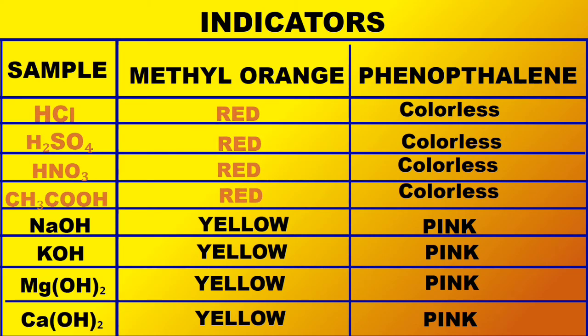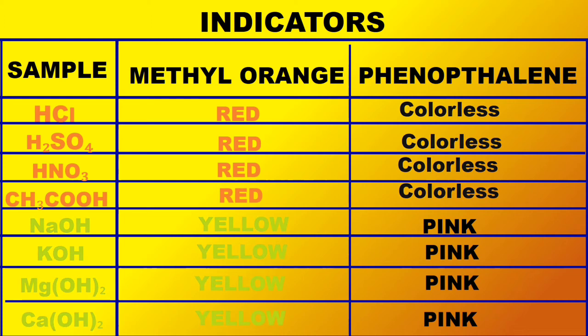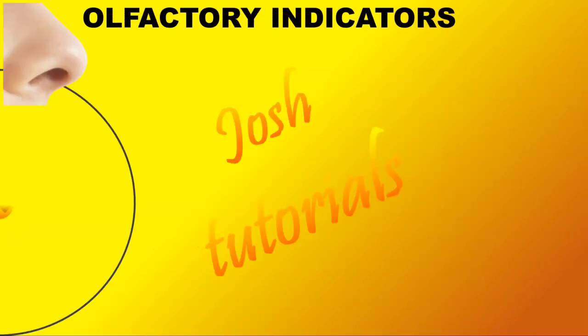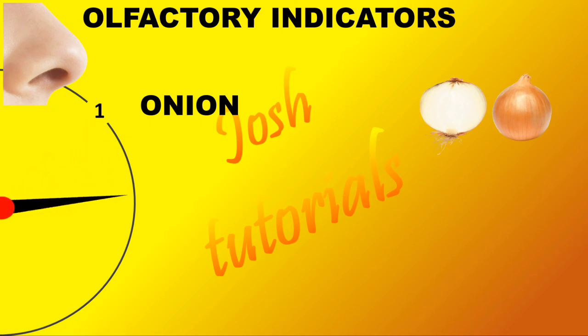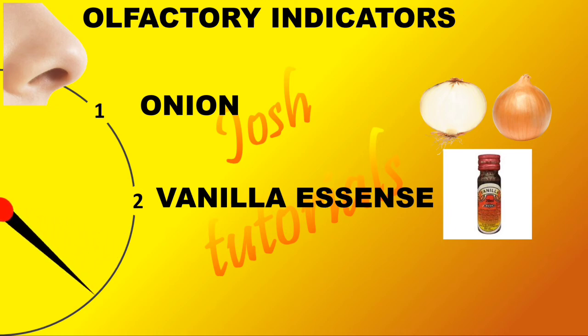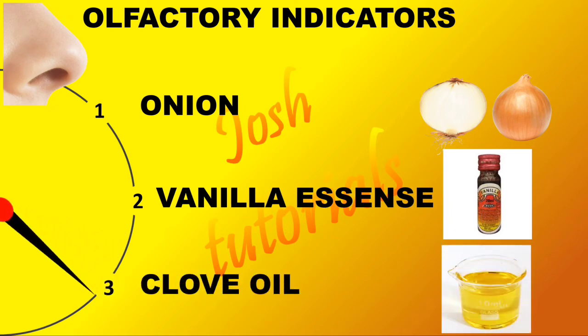From the above experiment, it is very clear that when methyl orange is added to acids, it turns red, and when added to bases, it turns pale yellow. On adding phenolphthalein to acids, it is colorless, and phenolphthalein in bases turns pink. In addition to these indicators, some substances whose odor changes in acidic or basic medium are called olfactory indicators, and there are some examples for it: onion, vanilla essence and clove oil.